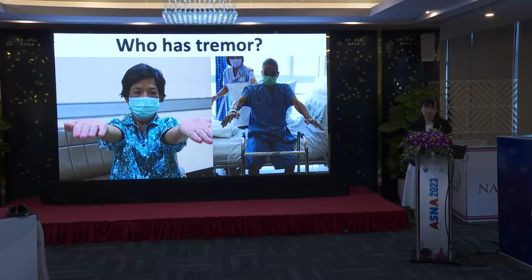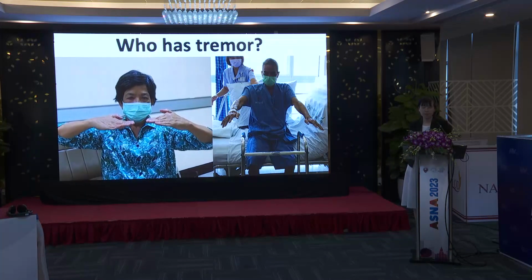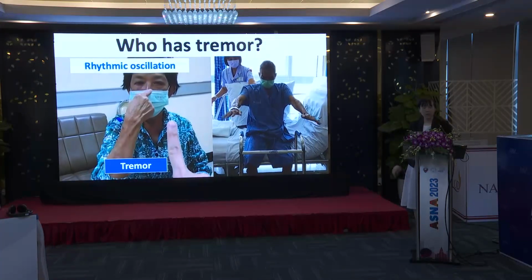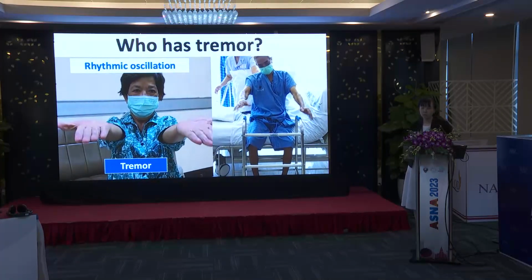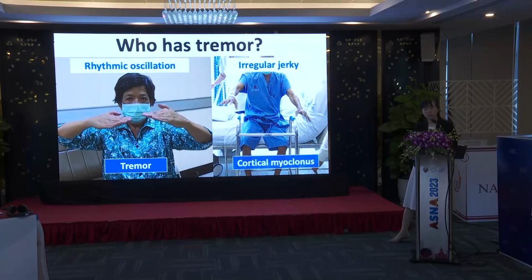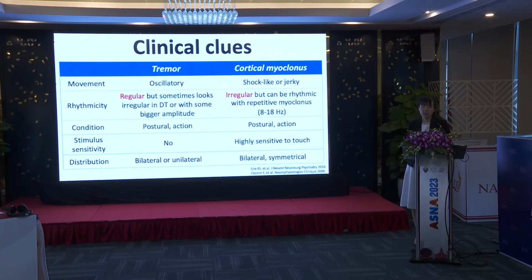The patient here, the lady, has a rhythmic oscillatory movement of the hands, which is more consistent with tremor. While the patient here, the gentleman, has movement that looks like tremor, but in fact this is irregular and jerky, which is more consistent with cortical myoclonus. The first step in approaching tremor is identification of truly tremulous movement and exclusion of tremor mimics. This table shows the clinical clues for differentiation between tremor and cortical myoclonus.